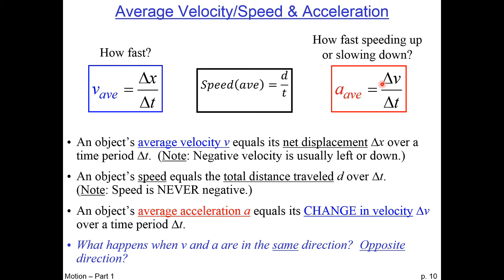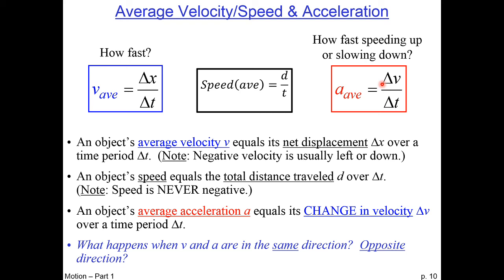What happens if the acceleration and velocity are in the same direction, and what happens if they're in the opposite direction? If your acceleration is positive and your velocity is positive, so they are both in the same direction, then the object speeds up, the velocity becomes more positive. And if the velocity is negative and the acceleration is positive, that means the object slows down. The object is moving to the left, the acceleration is to the right, so it's going to slow down. The positive acceleration means that the velocity becomes more positive, so the velocity becomes a smaller negative number.